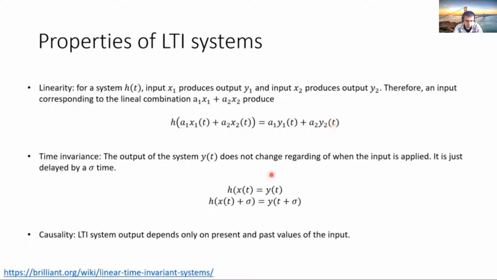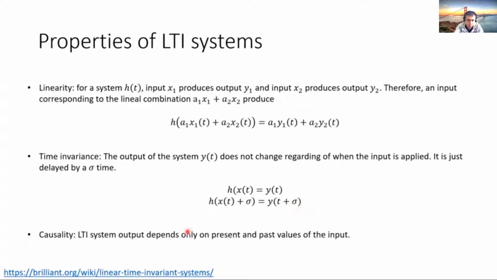Time invariance means that the output of the system, y(t), is not going to change regarding when the input is applied. It means that if we apply the input x(t), or we apply the same input x(t) after some delay or some sigma time, basically the response of the system is the same. The only difference is that we'll be shifting time by some sigma value.